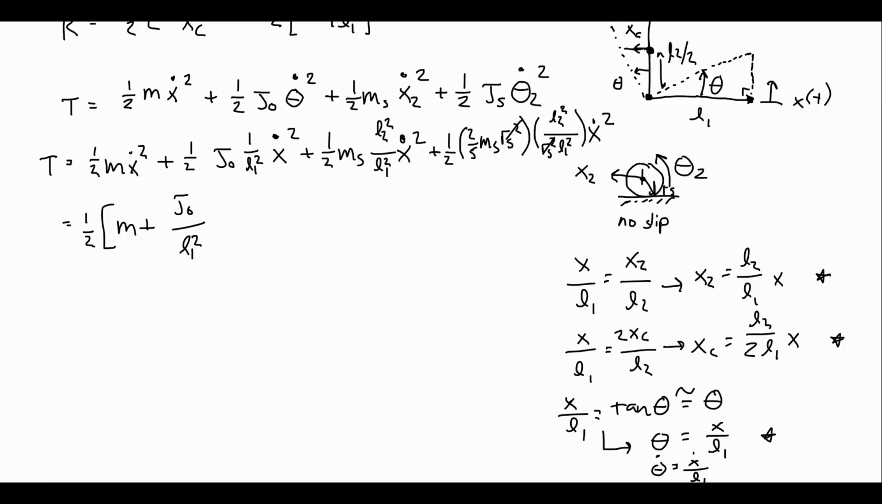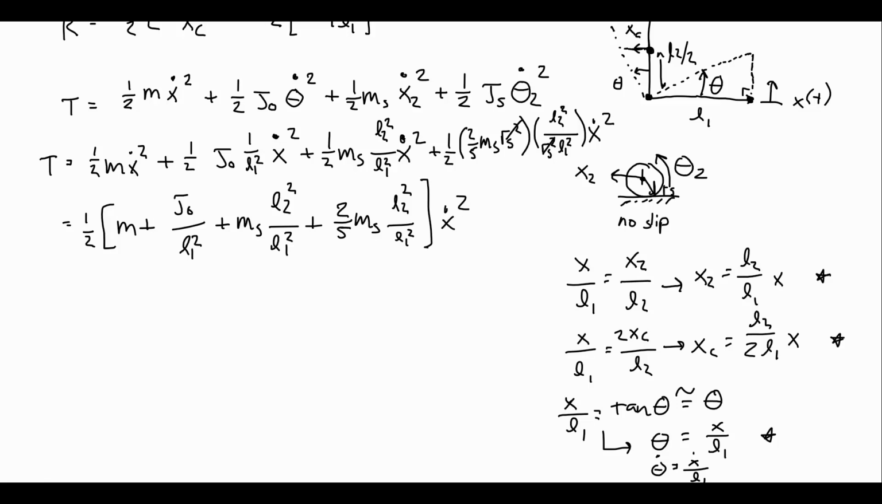The x dot will go to the outside, plus the 1/2 is on the outside. I have an m_s L2 squared over L1 squared x dot on the outside, plus that 1/2 I took to the front. So I'm left with a 2/5 m_s L2 squared over L1 squared. Remember the r_s is canceled out. And then the x dot squared is on the outside.